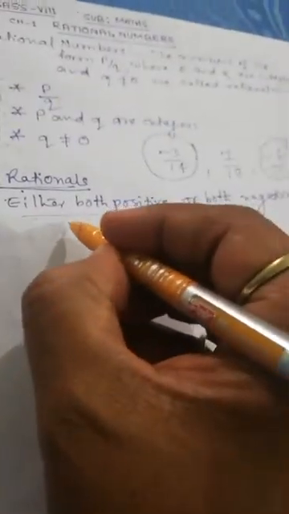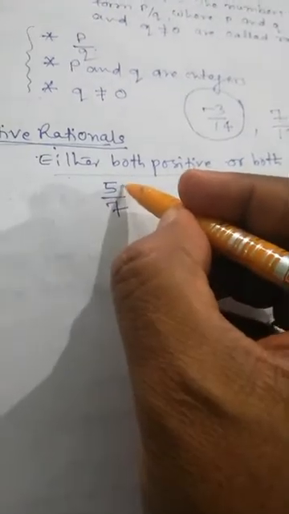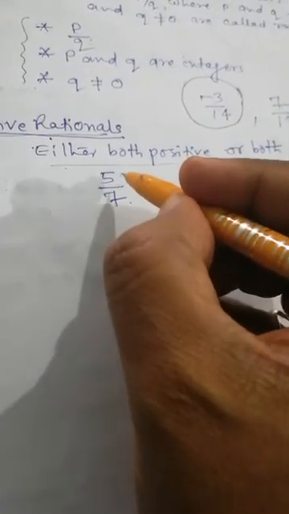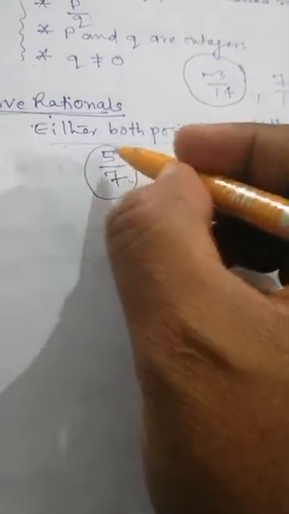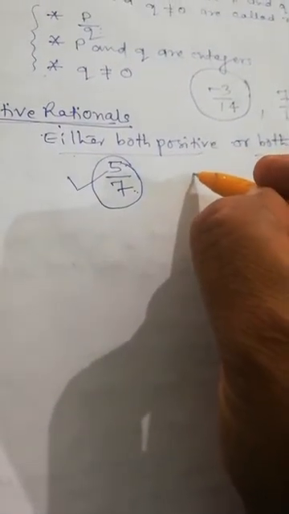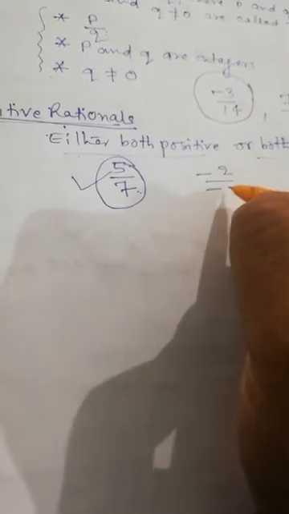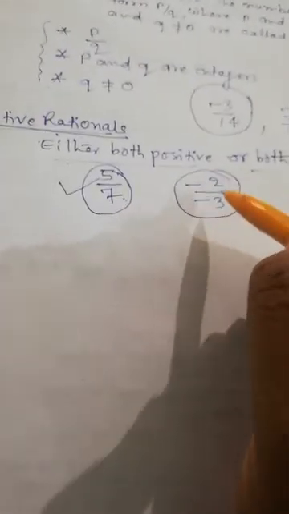For example, 5 by 7. This is numerator and this is denominator. Numerator is positive and denominator is positive. If both are positive, then this rational number is positive rational. If both are negative, for example, minus 2 by minus 3, here numerator is negative and denominator is also negative. So this rational number is also positive rational.